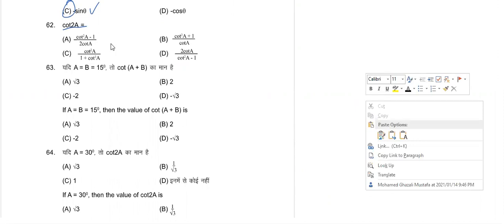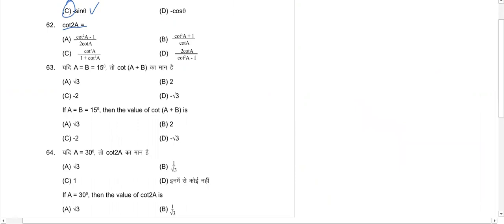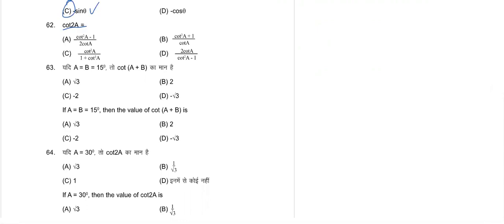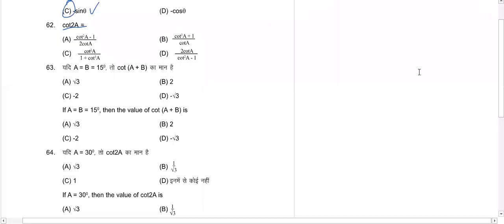Cot 2a. So to solve for cot 2a, you can say cot 2a is equal to cos 2a over sine 2a, is equal to cos squared a minus sine squared a over 2 sine a cos a.